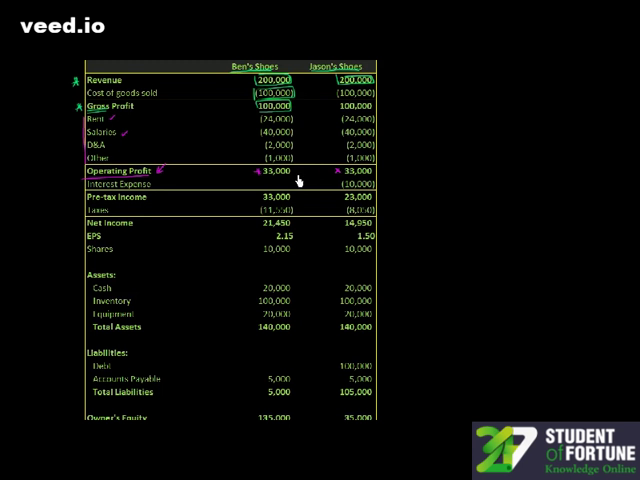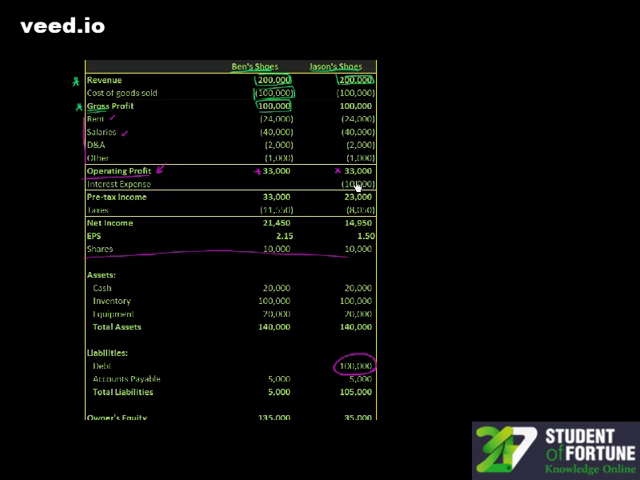Where they start to diverge is below that line. So above this line right over here is the income statement. Down here is the balance sheet. And their balance sheets are identical, except Jason's Shoes has $100,000 in debt and Ben's Shoes has no debt. So Ben has no interest expense, while Jason does have a $10,000 interest expense. So it's about 10% per year. And that's why these two income statements start to diverge.